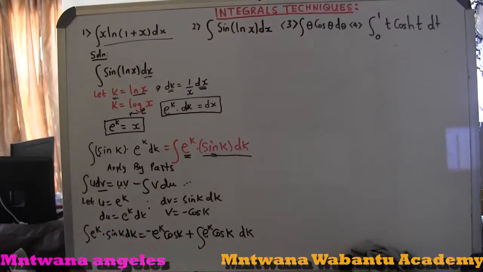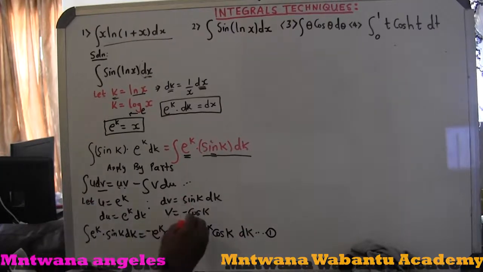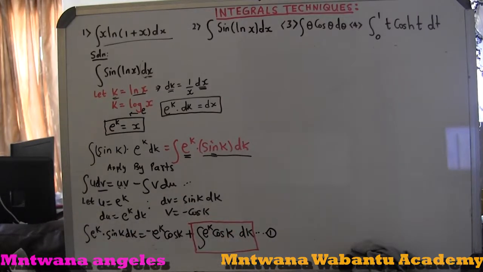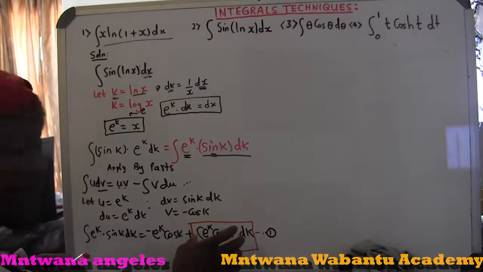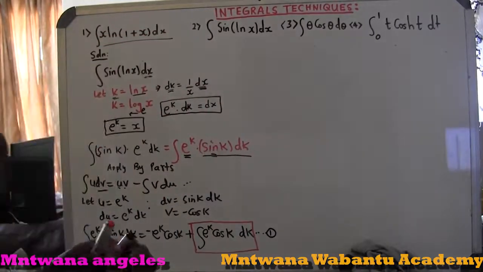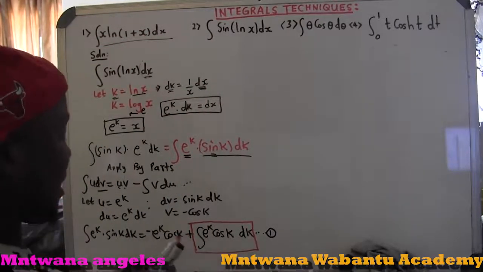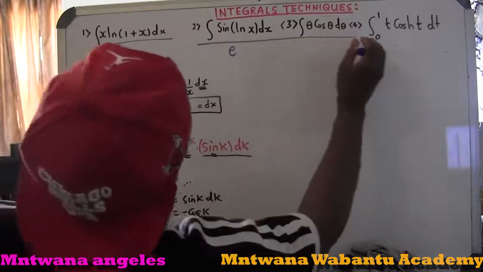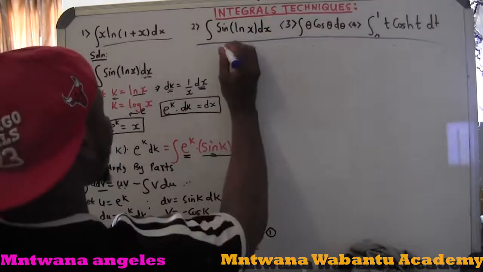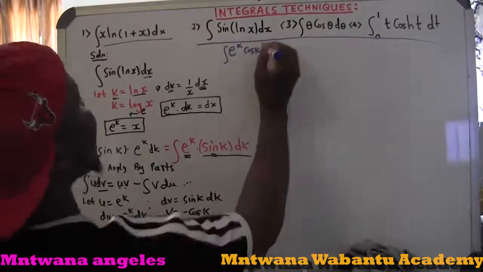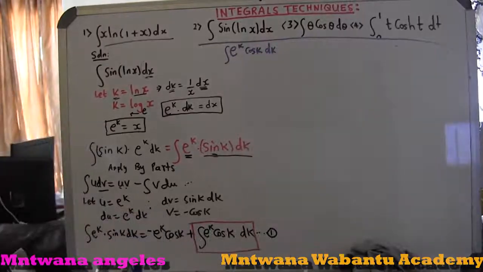So now we have another integral. Let's call this the first equation. But we have a problem here because this is another integration by parts. Very interesting. We're going to have to solve this by parts again. So take this one up here, and just separate: we've got e, the integral of e^k cos k dk. We're going to have to do by parts again.